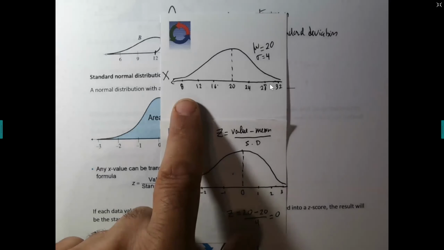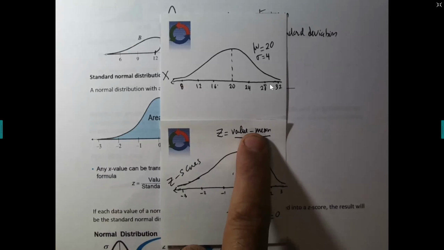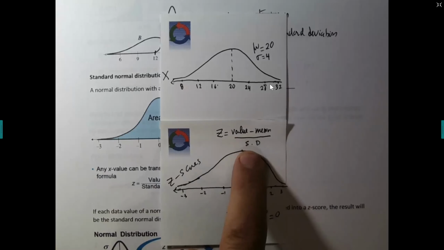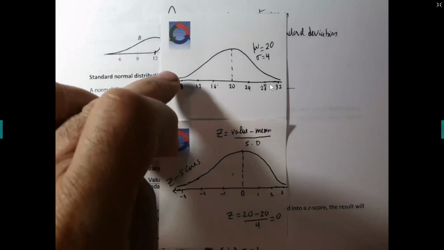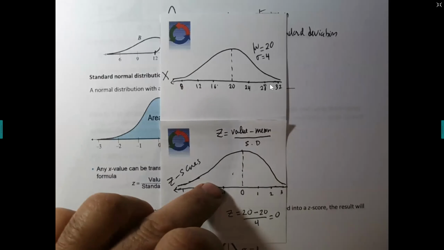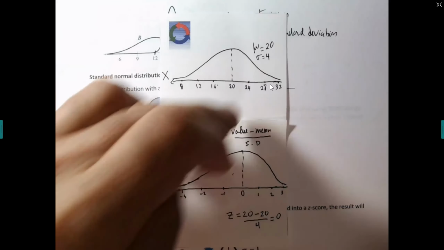Let's say I wanted to change 12 to a z-score. You put 12 here, guys, 12. Minus the mean, which is 20. 12 minus 20 is -8. And divided by 4 is -2. And that's why you have -2. So, guys, this curve and that curve are exactly the same, but the x-axes are just labeled differently.